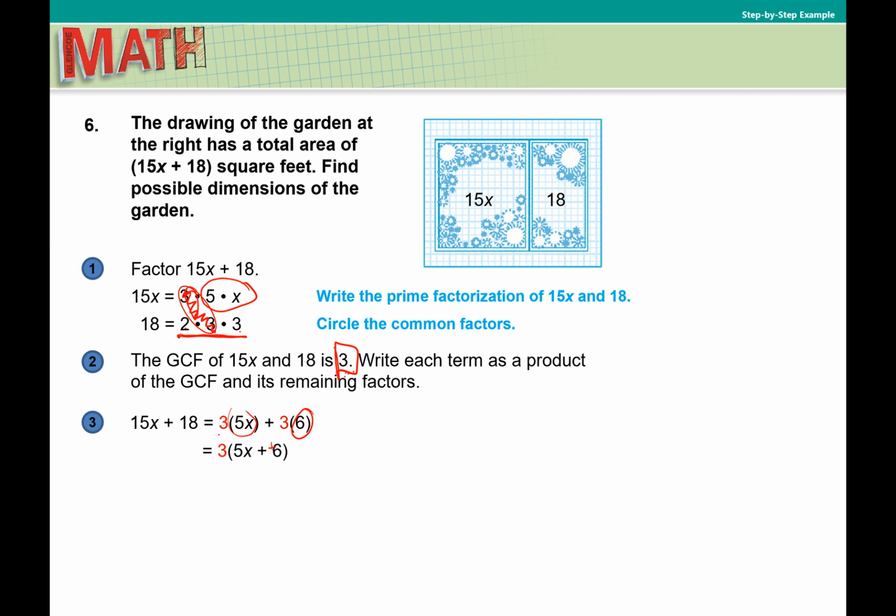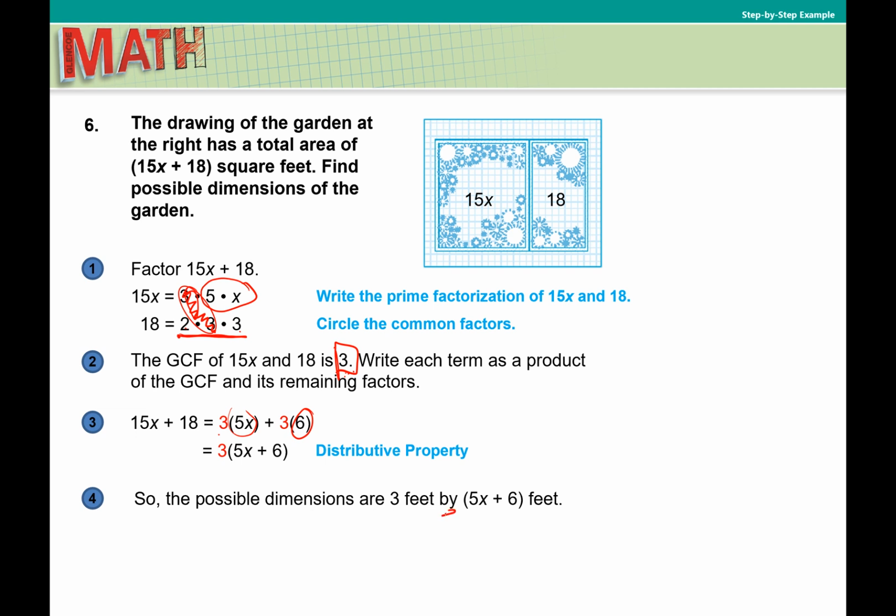Then we use our distributive property to be able to rewrite that expression, put the 3 on the outside of the parentheses, put 5x plus 6 on the inside. So the possible dimensions of the garden are 3 feet by 5x plus 6 feet. Okay, whatever that would end up being, that's the possible dimensions.